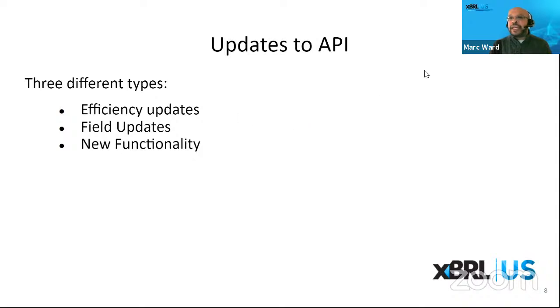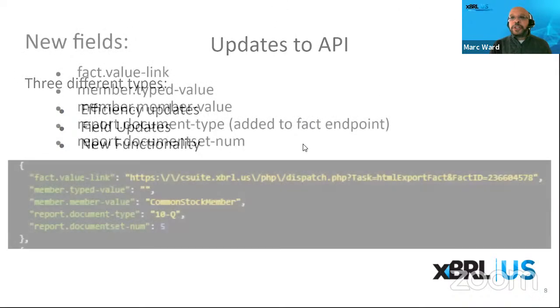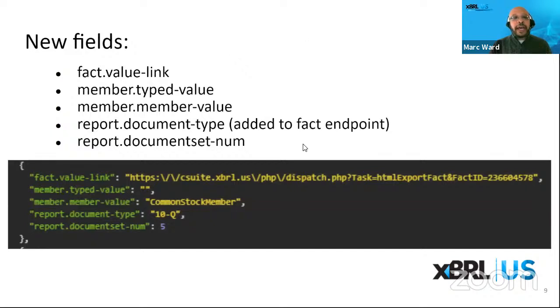The next update is field updates, and those are usually divided into creating new fields, exposing other fields in the database, or changing existing fields. In this iteration, we've added a number of new fields. One Campbell actually mentioned earlier, which was a fact value link. This is a URL that allows you to open the browser and points to the fact value. This is extremely helpful when the fact is a text block containing HTML.